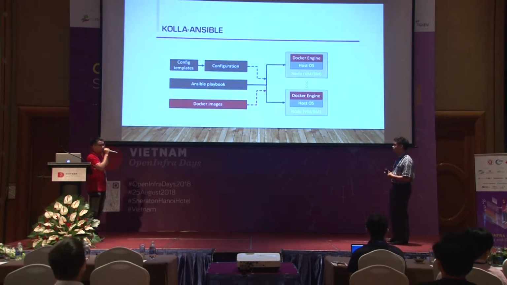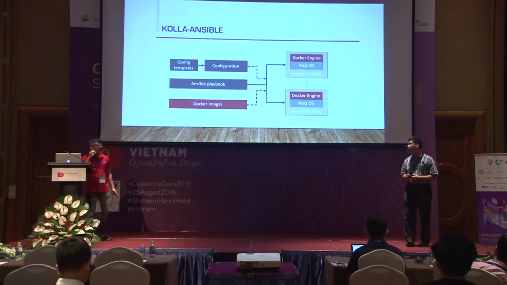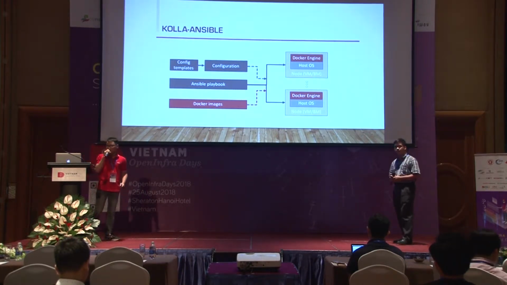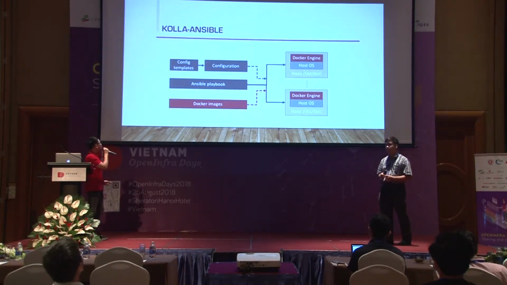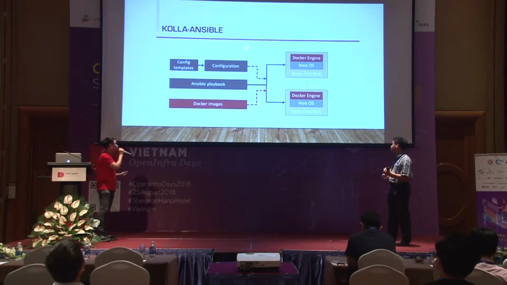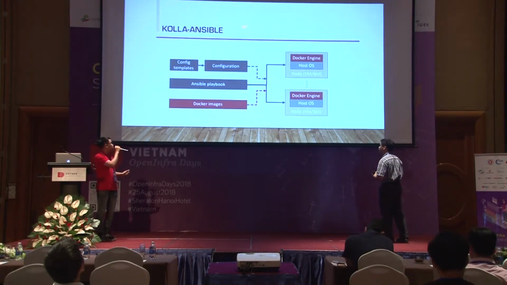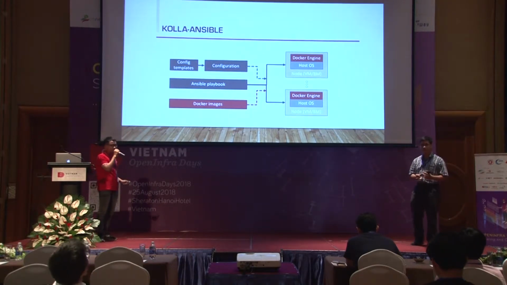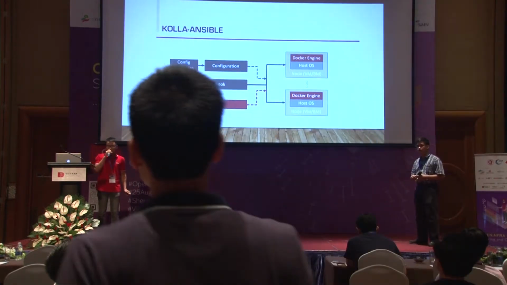And the second sub-project is Kolla Ansible. As the name says, Kolla Ansible uses Ansible as the tool to run tasks on the remote host. And like Kolla image, Kolla Ansible also provides config templates for each OpenStack project, and the user can customize these templates to have a configuration that's suitable for the demands of each service.